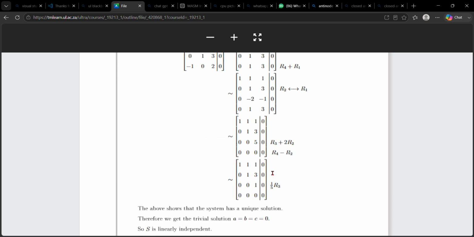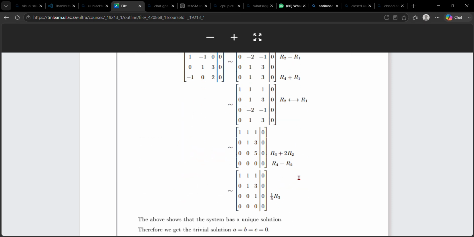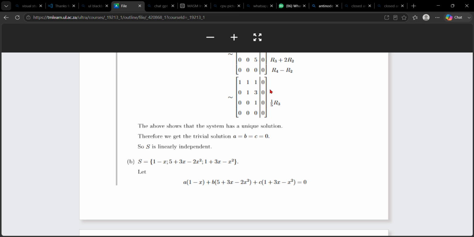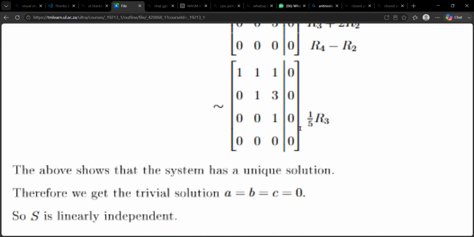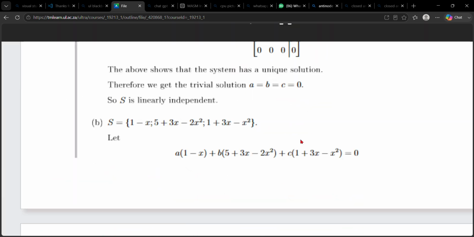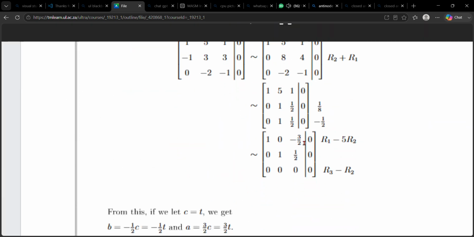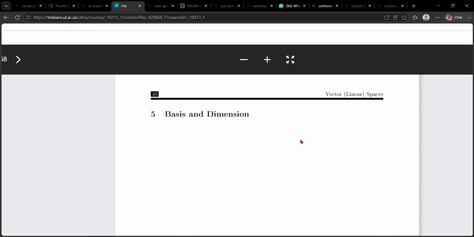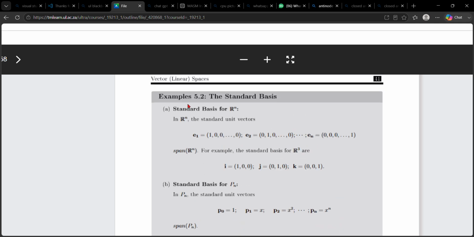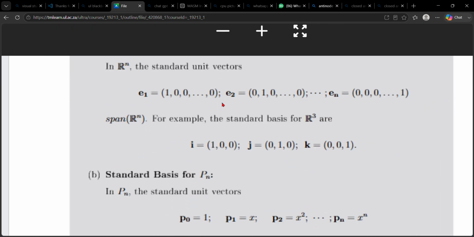So you use Gauss, I think this is row echelon form. You convert it to row echelon form, you'll get A, B, C. The A, B, C, I believe is that. It's equal to 0. Then you must also know how to check, and also now the standard basis.